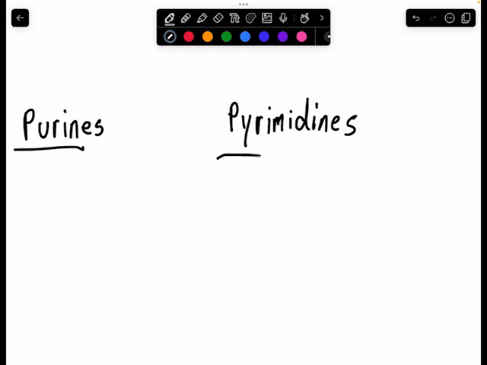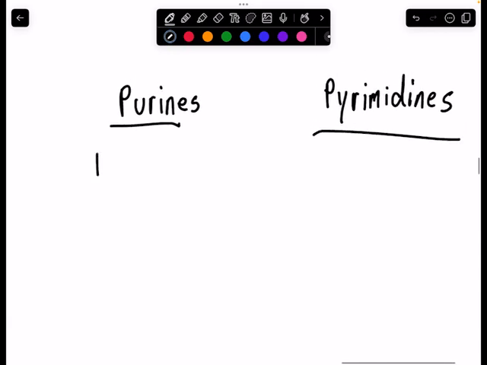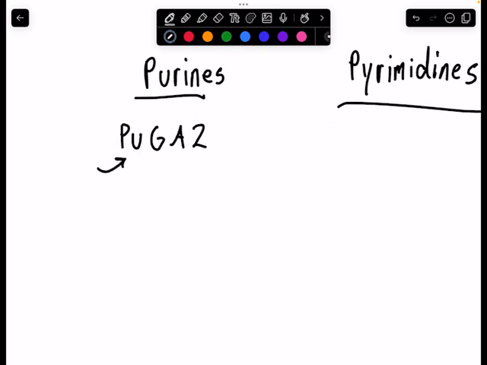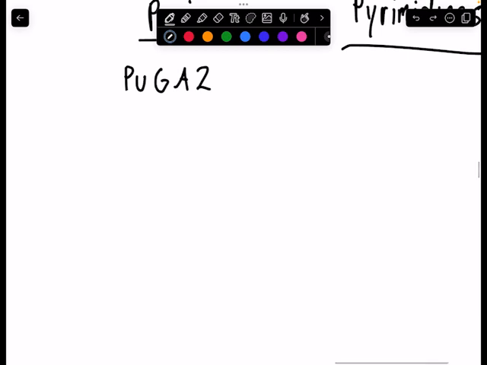Pyrimidines. Great. So pyrimidines, a way you can remember this is PUGA2. PUGA2. So this stands for purines. This is just G, this is A, and the 2 represents the structure. So the way these nitrogenous bases work, it's either a 2-ring structure or a 1-ring structure. So for purines, they're actually a 2-ring structure. So this would look something like this.